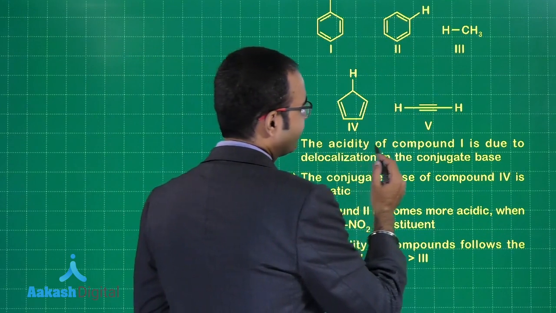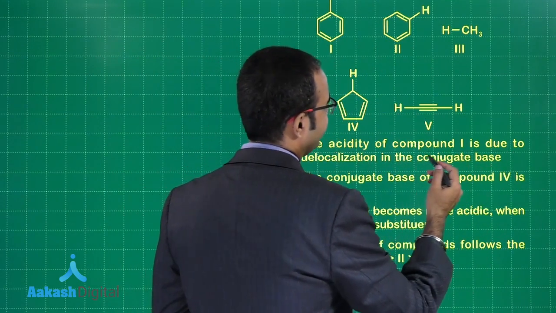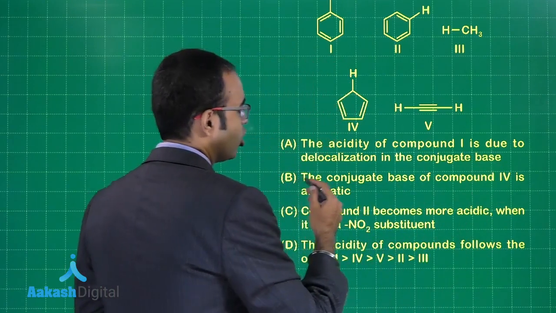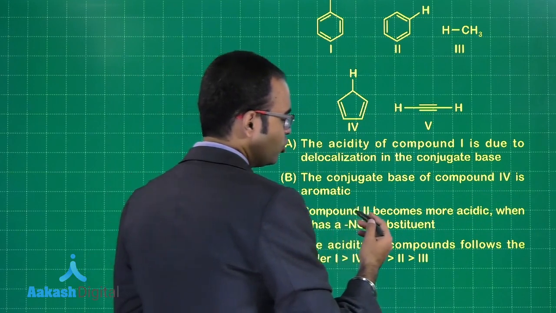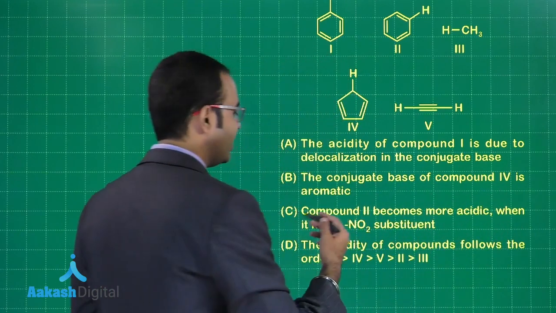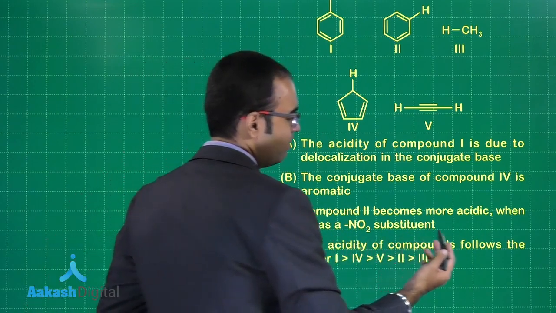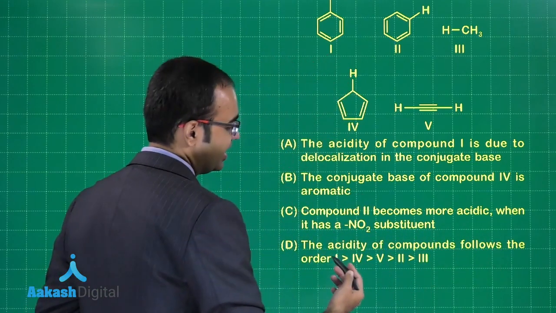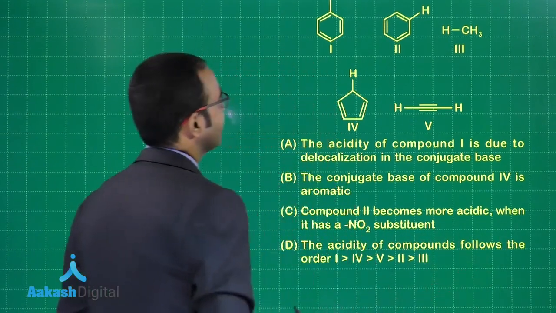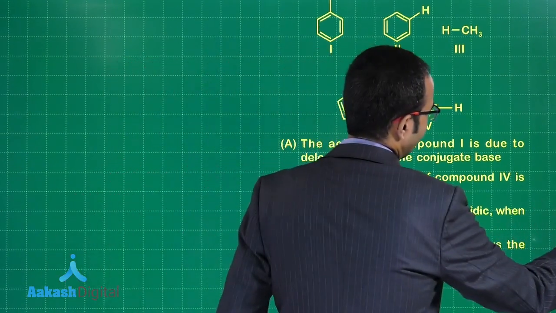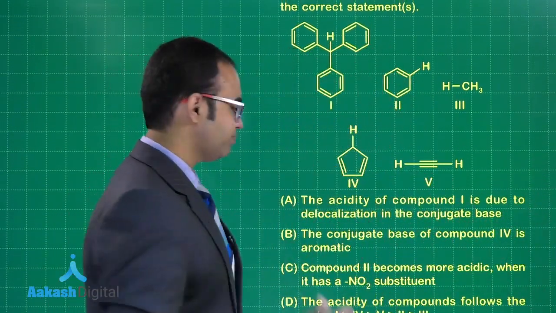The acidity of compound 1 is due to delocalization in the conjugate base. The conjugate base of compound 4 is aromatic. Compound 2 becomes more acidic when it has a NO2 substituent. The acidity of compounds follows the order 1 greater than 4, greater than 5, greater than 2 and greater than 3. Okay. Now, let us look at the options and the structures together.